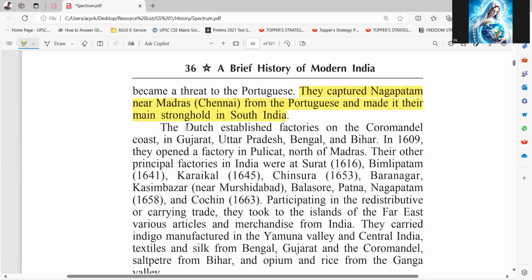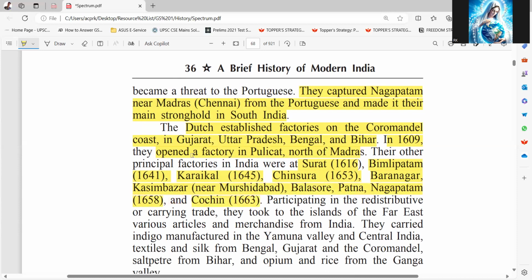The Dutch established factories on the Coromandel coast, in Gujarat, Uttar Pradesh, Bengal, and Bihar. In 1609, they opened a factory in Pulicat, north of Madras. Their other principal factories in India were at Surat, 1616, Bimlipattam, 1641, Karaikal 1645, Chinsura 1653, Baranagar, Kasim Bazar near Murshidabad, Balasore, Patna, Nagapattam 1658, and Cochin 1663.